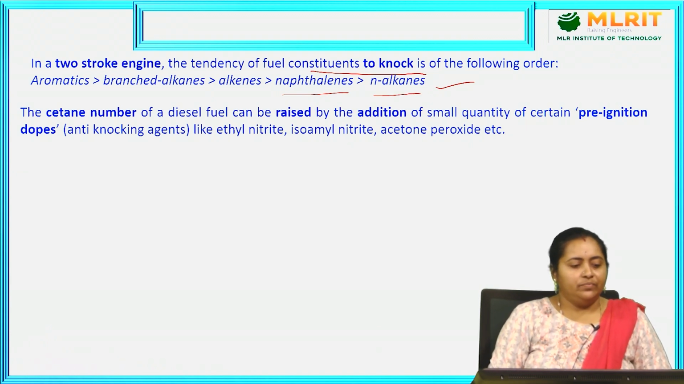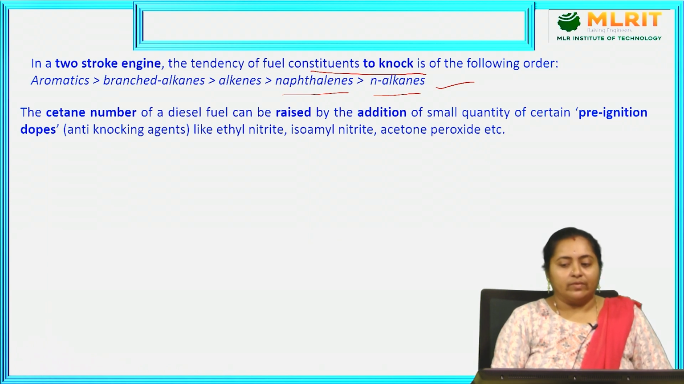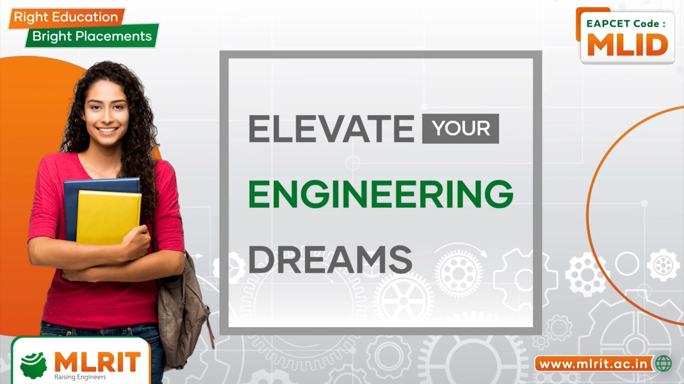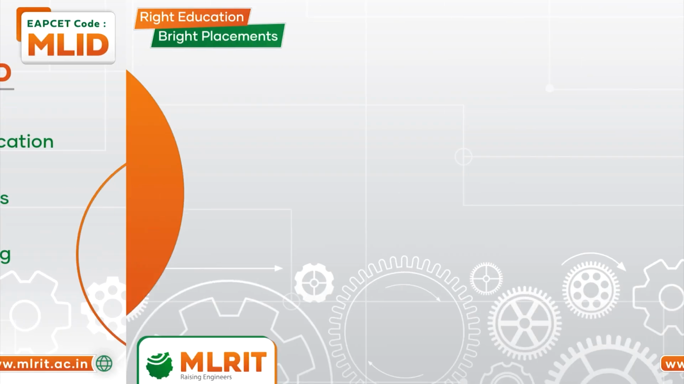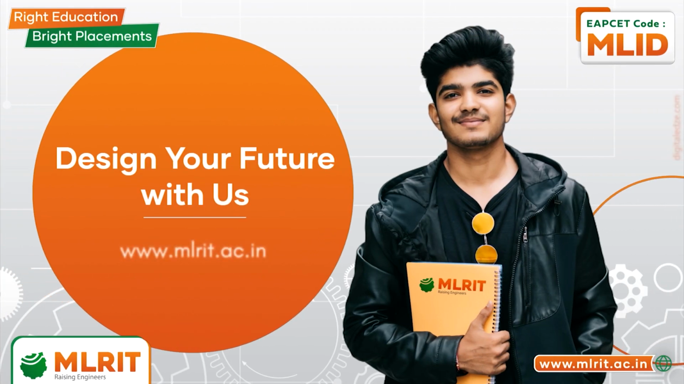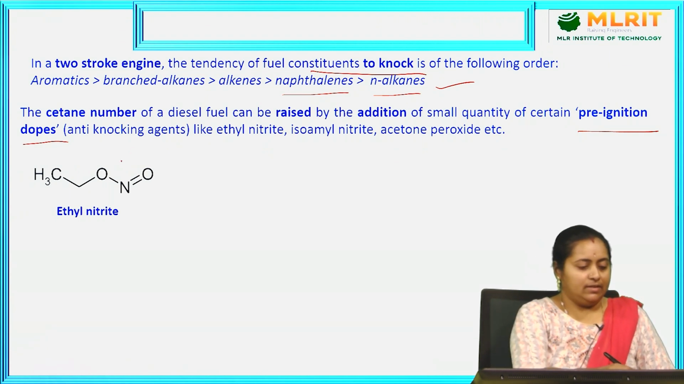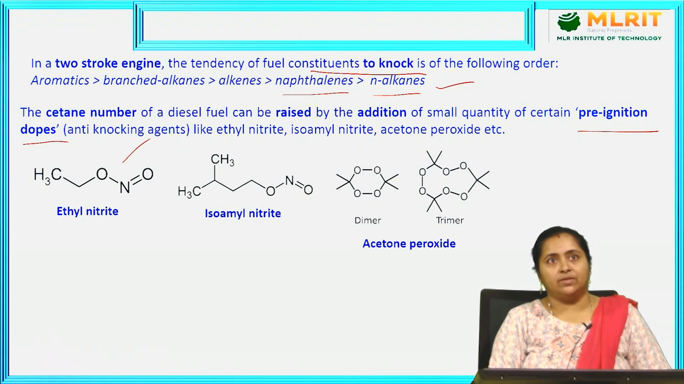Okay. So for improving this cetane number of the fuel sample, we need to add some kind of anti-knocking agents. In this case, we call them pre-ignition dopes: peroxides. If you notice the structures, ethyl nitrate, isoamyl nitrate, and then acetone peroxide. It has dimer as well as trimer structures. Any of these can be added in proper proportions as pre-ignition dopes to improve the cetane number.